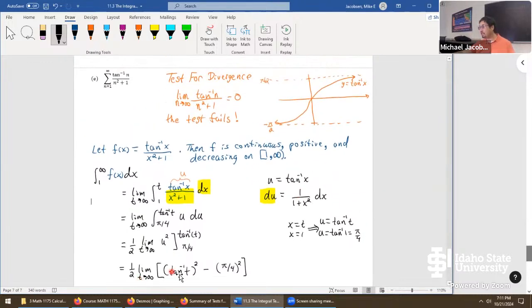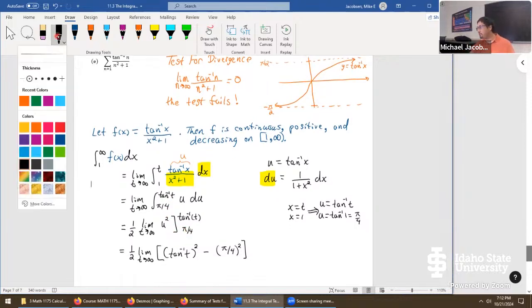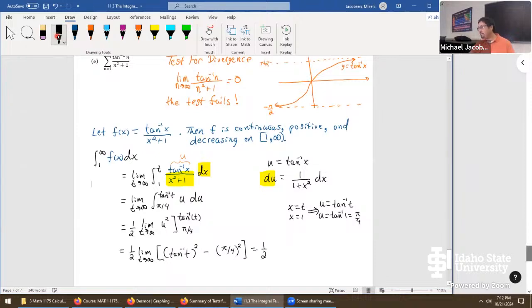As t goes to infinity, tangent inverse t is following this curve, so we're getting a value of pi over 2, and then it's just going to be squared in that location. So from up there, we now have 1/2 times pi over 2 squared minus pi over 4 squared. We could do a lot of arithmetic on this to find out its simplified quantity, but all we wanted is to know whether this converges or diverges. If we put down a finite number like this, that's enough information for us to say the improper integral right here converges.